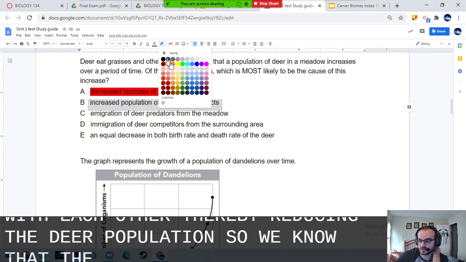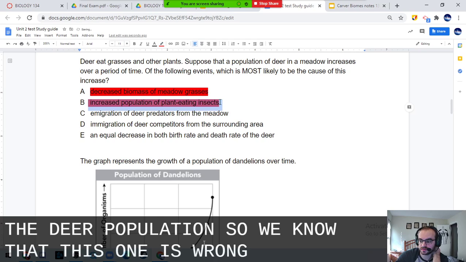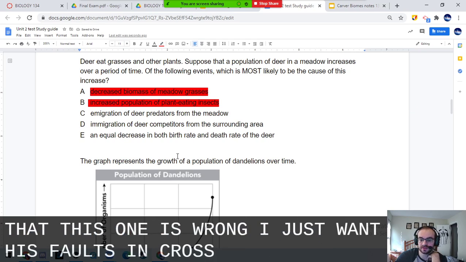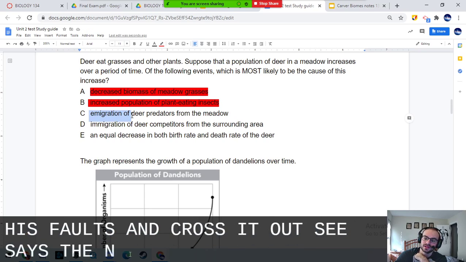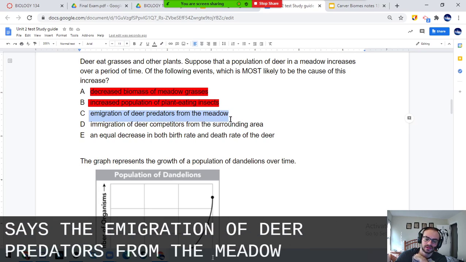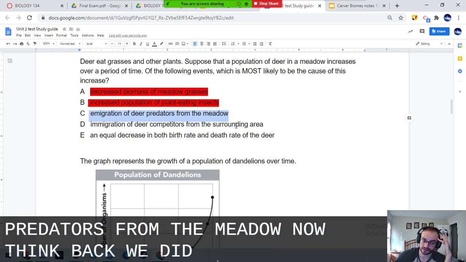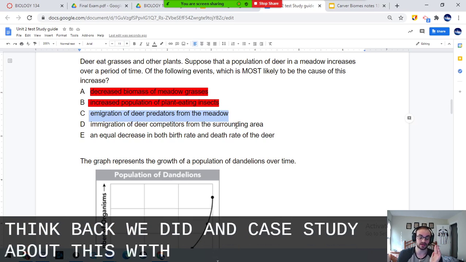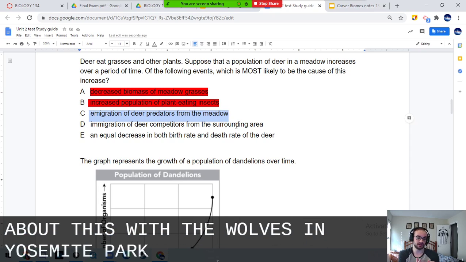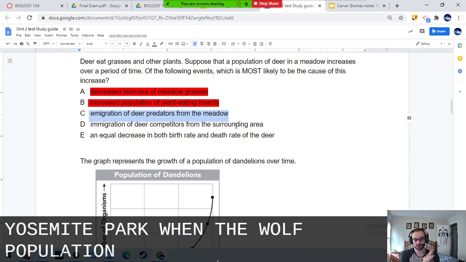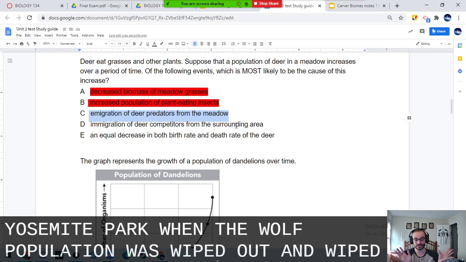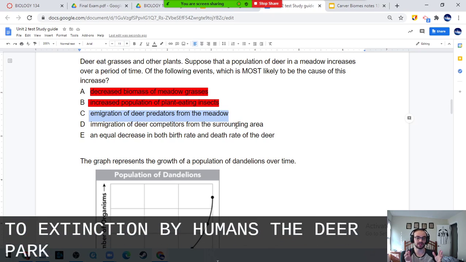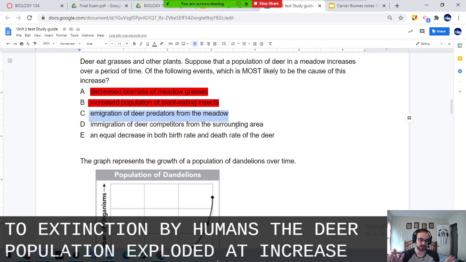So we know that this one is wrong, or this one is false. We can cross it out. C says the emigration of deer predators from the meadow. Now think back. We did a case study about this with the wolves in Yosemite Park. When the wolf population was wiped out, wiped to extinction by humans, the deer population exploded. It increased a lot.